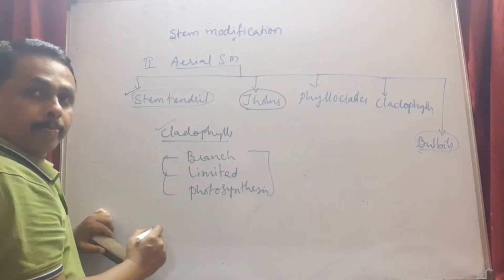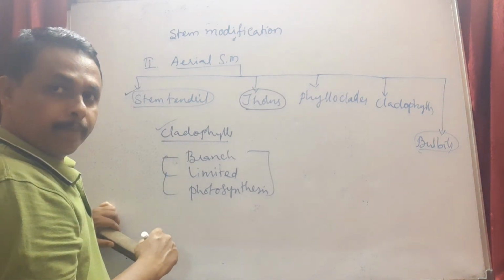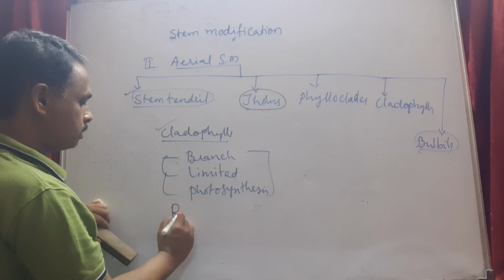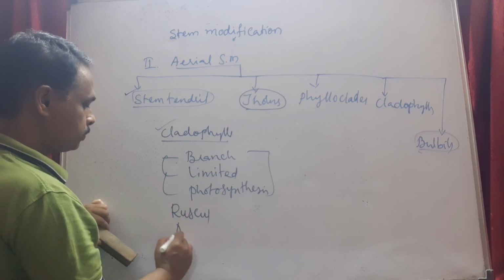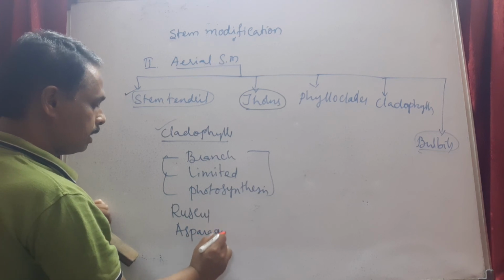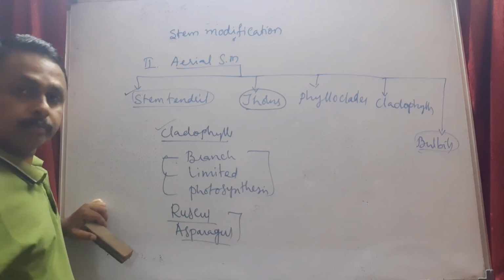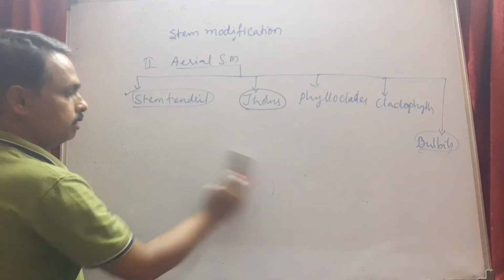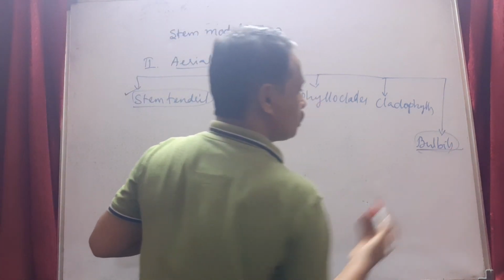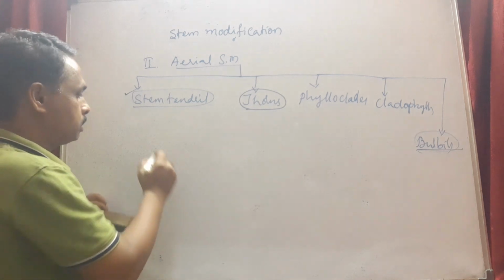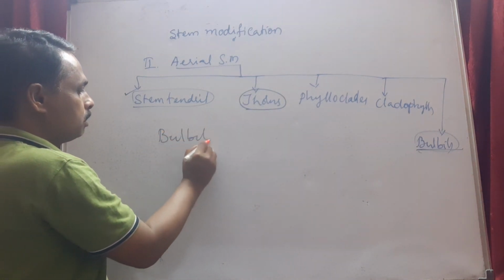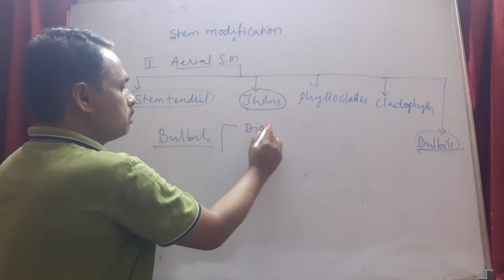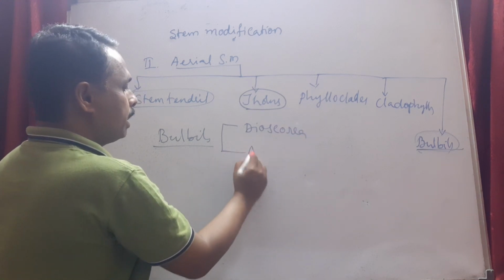Examples for cladophylls are ruscus and asparagus. That is about cladophylls, right? The next one is bulbils. Not bulbs, these are bulbils. Examples for bulbils are Dioscorea and agave.